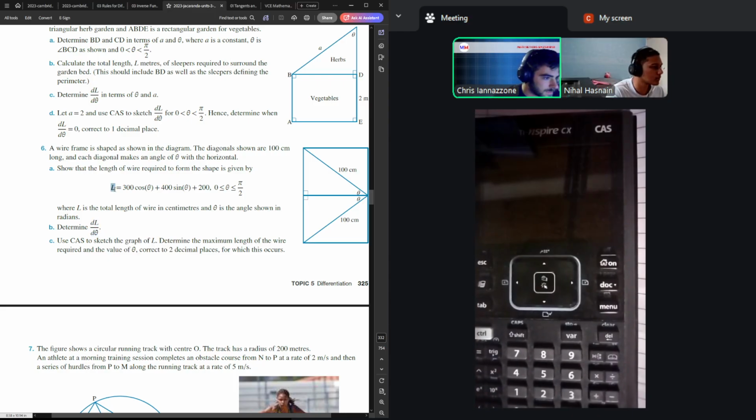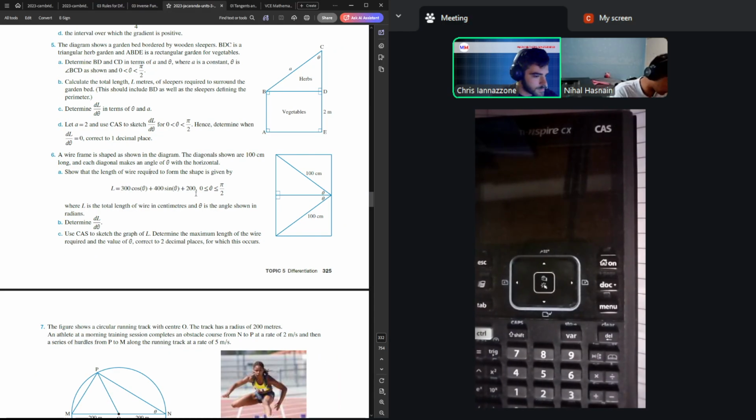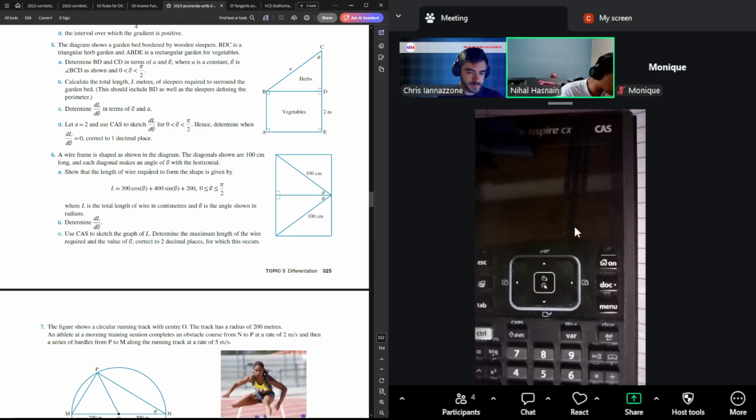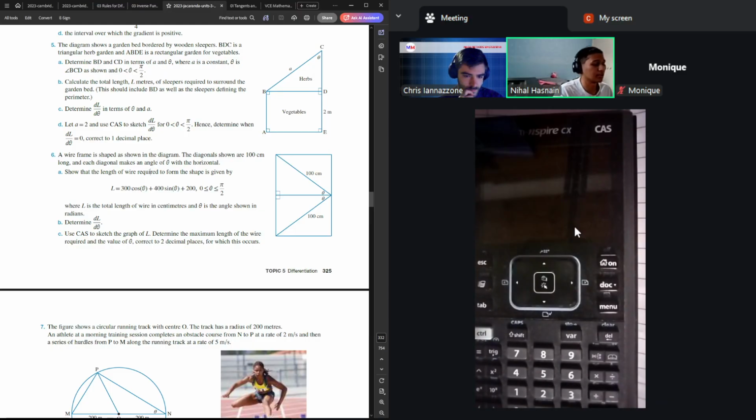dl d theta. L is already given. We've got the whole function there. It's basically the same as f of x. There's nothing really too different. I don't think that was the question. Wait, I think it was a different question. Oh yeah, it's C. I didn't really understand C.